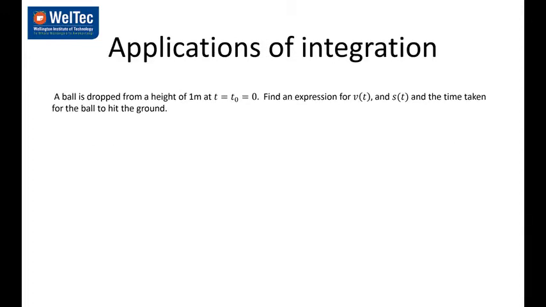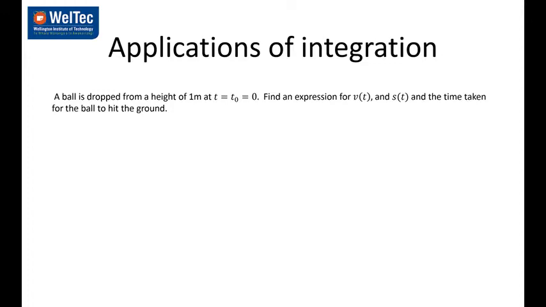In this question, it doesn't actually look like you're given very much information at all. It just says a ball is dropped from a height of 1 meter, and you've got to find an expression for the velocity, an expression for distance, and the time that it takes for the ball to hit the ground. Okay, so don't we know anything? Well, yes we do. We know acceleration.